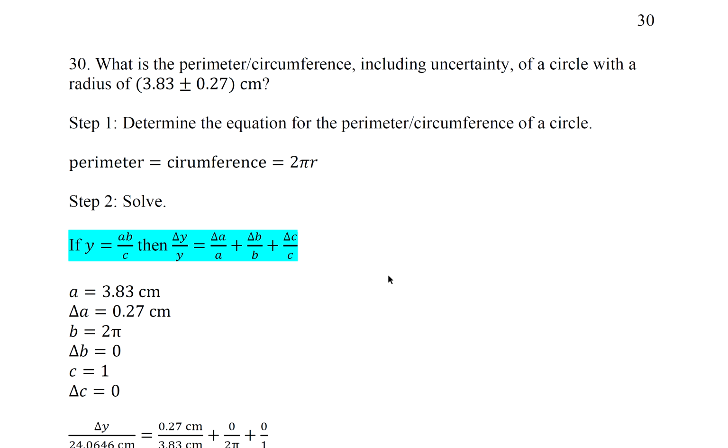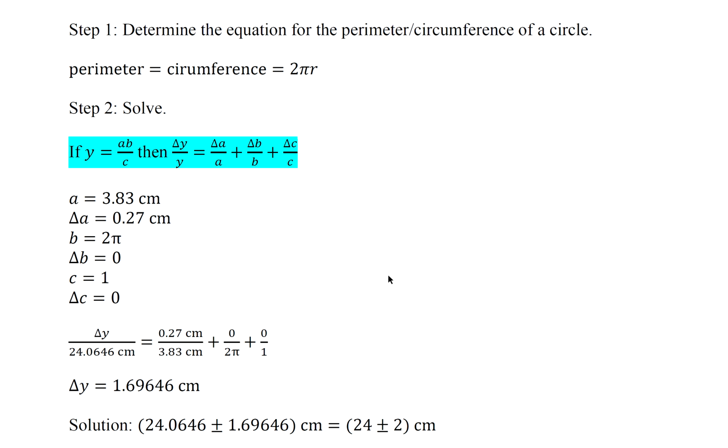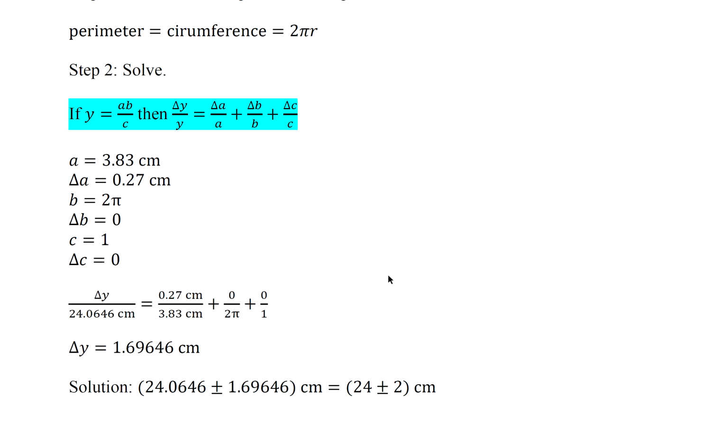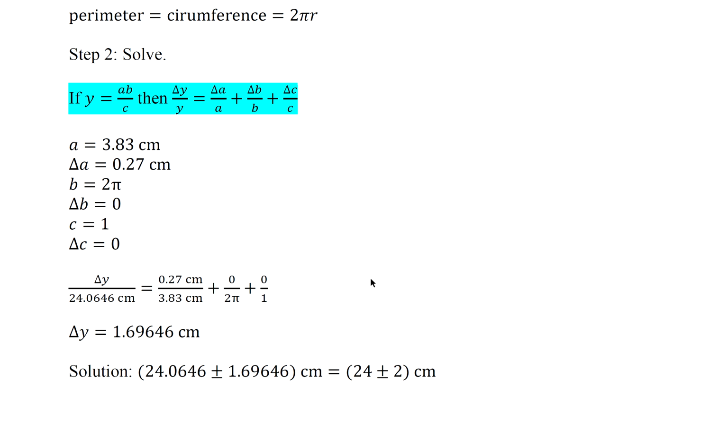Question 30. What is the perimeter or circumference, including uncertainty, of a circle with a radius of 3.83 plus or minus 0.27 centimeters? So we need the equation for the perimeter of a circle, also called circumference. It's 2 pi r. Let's use this equation. Delta B is 0 and delta C is 0. So our solution is 24 plus or minus 2 centimeters. So y is going to be 2 pi r, 24.0646, and then we could solve for delta y.